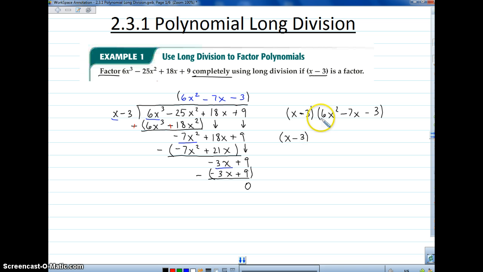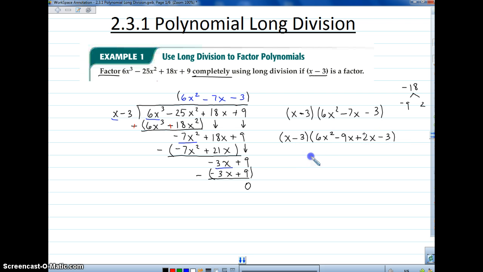So we don't have a leading coefficient of 1, we have a leading coefficient of 6. So you take the leading coefficient times the constant, that's negative 18. Find factors of negative 18 that add up to negative 7. That would be negative 9 and 2. And we're going to rewrite this as 6x squared minus 9x plus 2x minus 3.